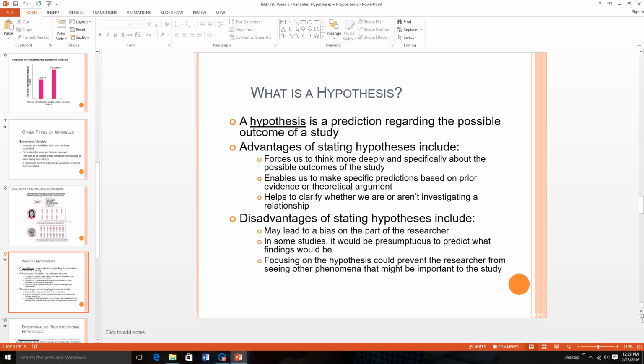So in this case, I'm talking explicitly about experimental research and the expectation that a hypothesis be stated at the start of the experiment. Disadvantages of stating hypotheses include potential to lead to a bias on the part of the researcher. For some studies, it would be presumptuous to predict what the findings would be. And then focusing on the hypothesis exclusively could prevent the researcher from seeing other phenomena that might be important to the study.